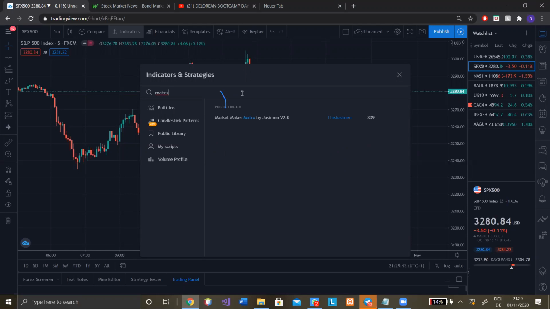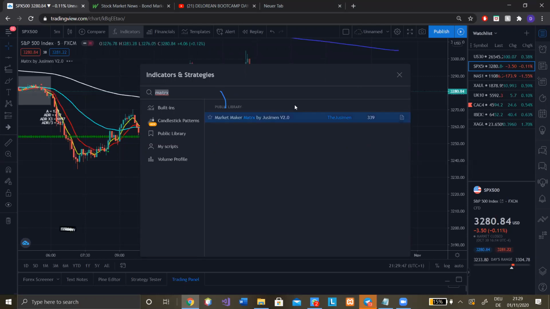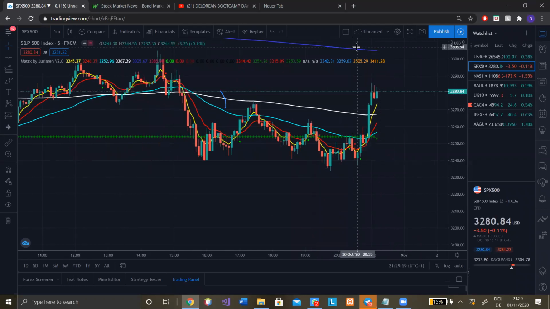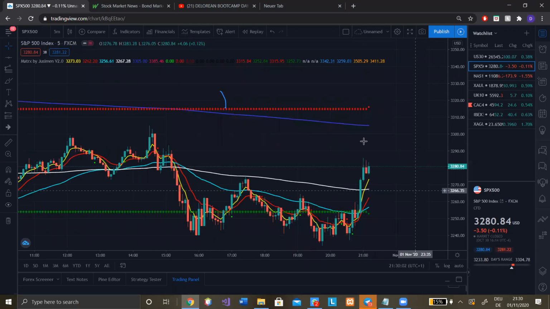Market Maker Matrix, and you just click once on Market Maker Matrix by just me. At this moment in time, the version is 2.0. Then you should have these indicators: yellow, red, aqua, white, which is actually gray because it's my dark screen, and the blue over here. This is the blue.